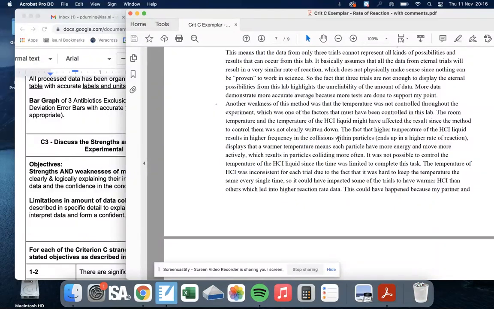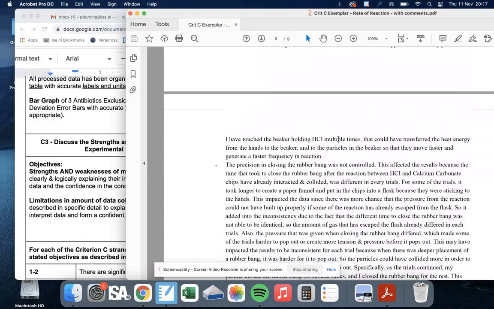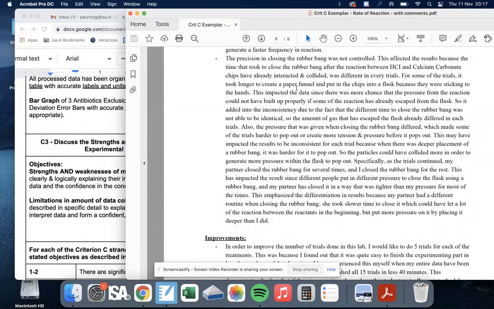Again, they're not just saying the temperature wasn't controlled, that was a weakness. They're actually getting into some of the things they remember about the lab, about their method, that they have a pretty good insight may have affected the temperature. And so then they explain how they think that would have impacted their data. And they give one more here as well.